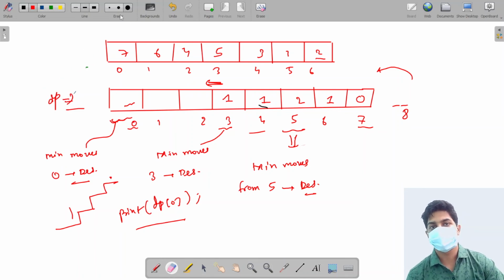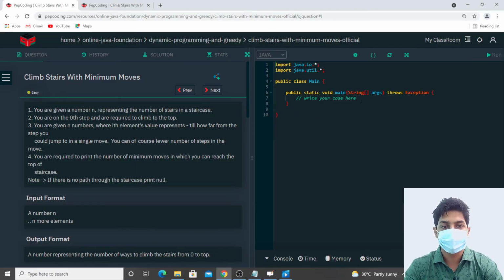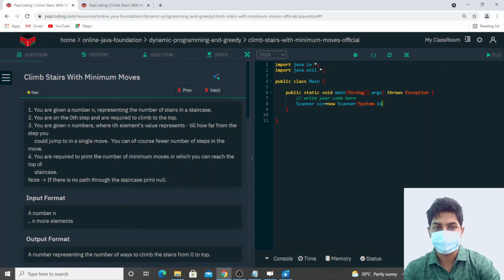Now let's try to code this solution, and let's see whether the intuition we developed is right or wrong. Okay, let's try to code it now. So what we need to do is create a new scanner. Then it is told that we will be given an integer n. Let's take input for that integer. Then we are given an integer array which represents the jumps we are allowed to take at any index. Let's take input for that.